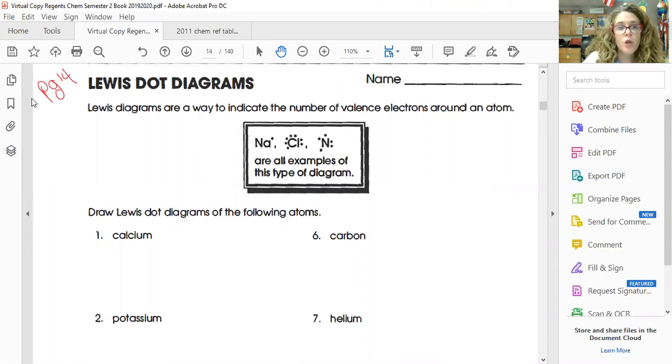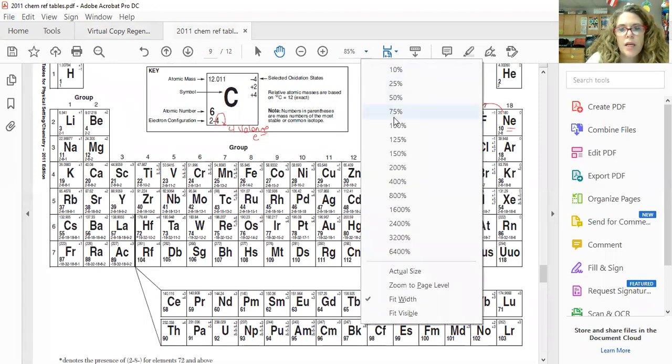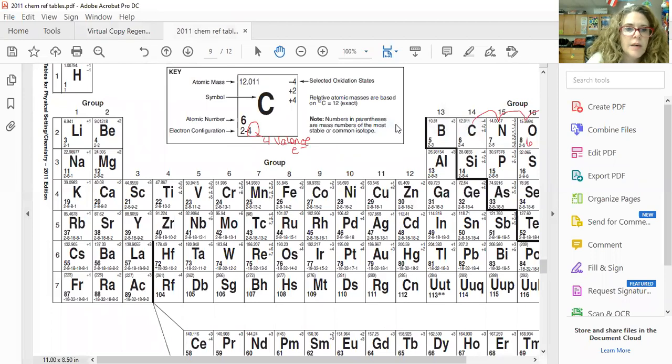So in this page, we're going to be doing Lewis dot diagrams. Remember, if you have to draw a Lewis dot diagram, you probably better draw some dots. This is a way to indicate the number of valence electrons, which we already know is the last number in the electron configuration on the periodic table, underneath each symbol. So just back to our reference tables, right? The last number in the electron configuration is, so if I just make this a little bit larger so that I can circle. All right, so whatever the last number is, right?